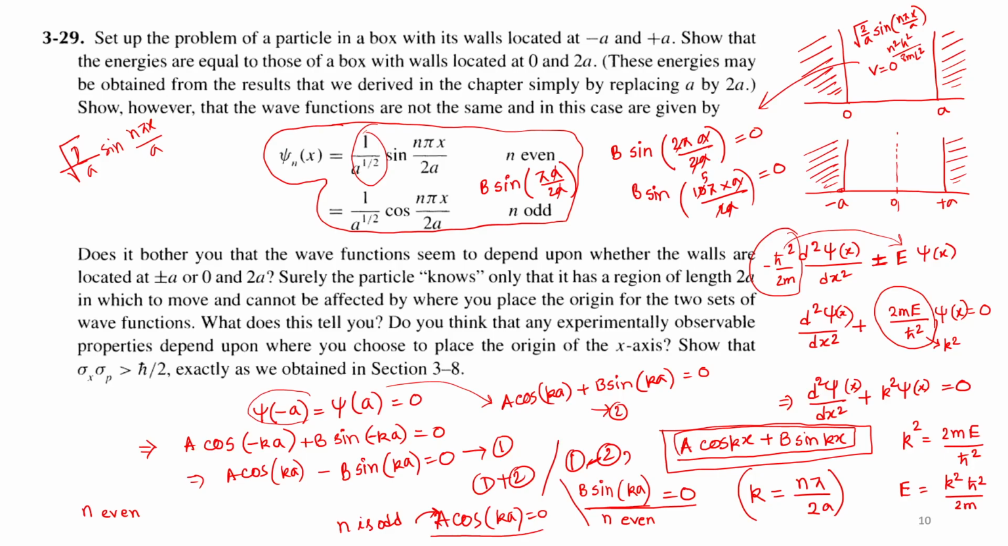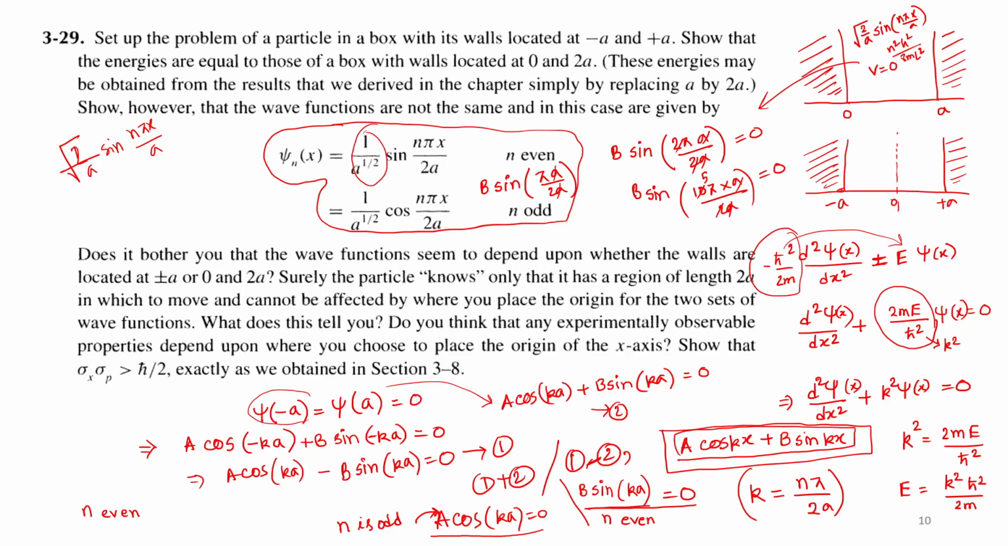What I want you to see here is what change we have made: we have made a different boundary, minus a to plus a. So what is now the length? Now the length is a minus minus a, which is 2a, right? Are you with me?